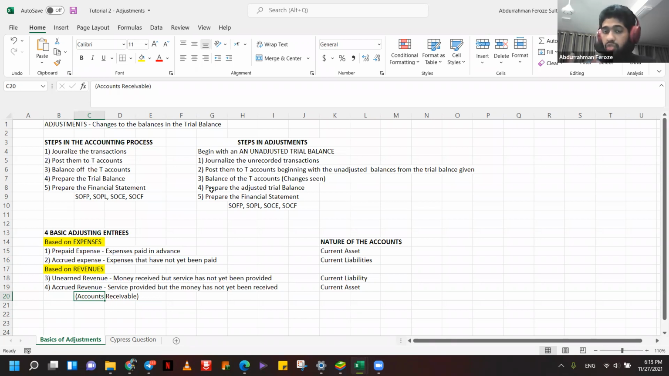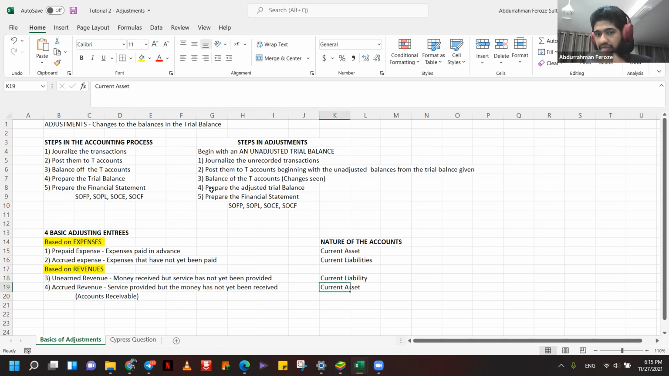See, not all accrued revenue is account receivable. There are different types of accrued revenue. Some of them will come under account receivable, some will be as another category. But account receivable is a type of accrued revenue, just like account payable is a type of accrued expense. So an unearned revenue will be treated as current liabilities, and accrued revenue will be treated as current assets.